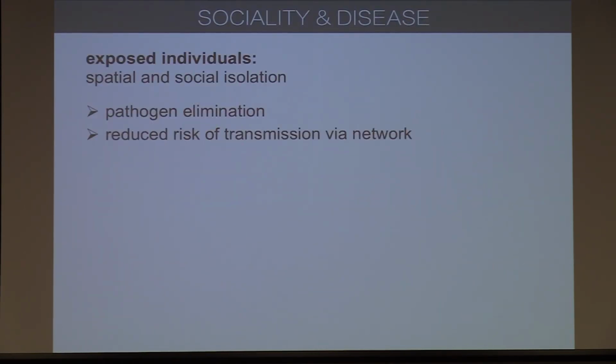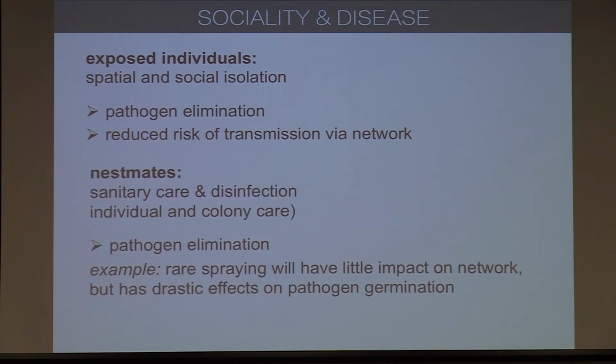To bring me back to the sociality and disease picture, the exposed individuals, as we have seen, are the ones that change the network a lot because they do spatial and social isolation, and they also try to eliminate the pathogen by self-grooming. They are the ones that retract themselves from the social network and reduce the risk of transmission. Whereas the nestmates perform sanitary care and disinfection, sometimes at the level of the other individual and sometimes more to protect the whole colony. But mostly what they do is eliminate the pathogen.